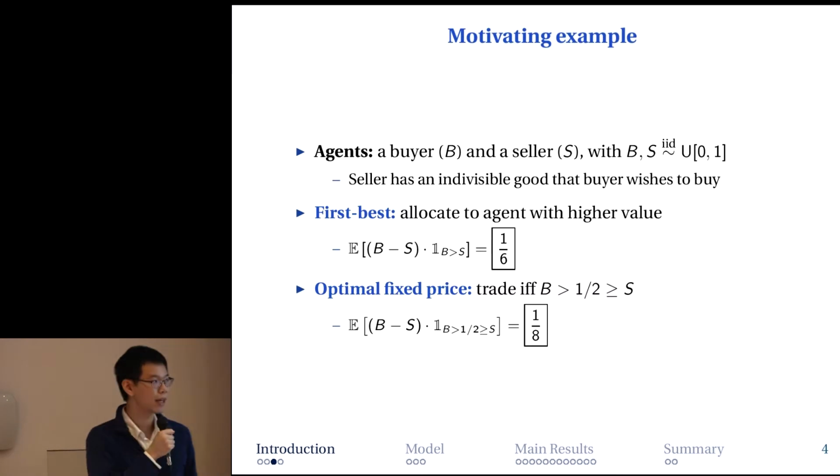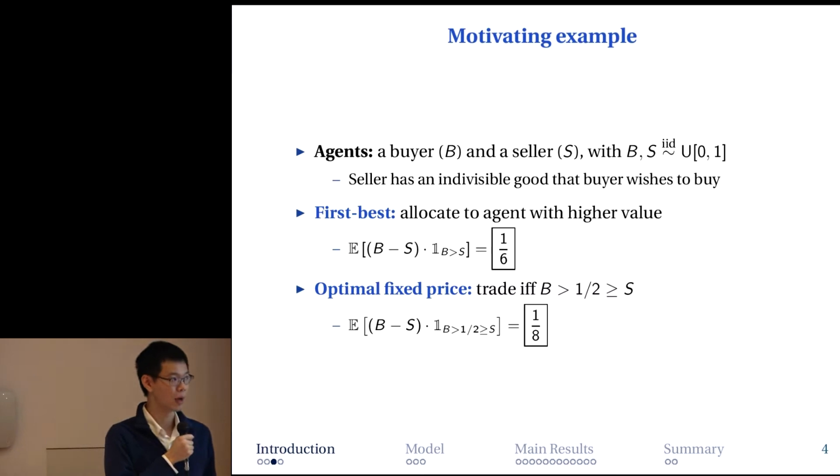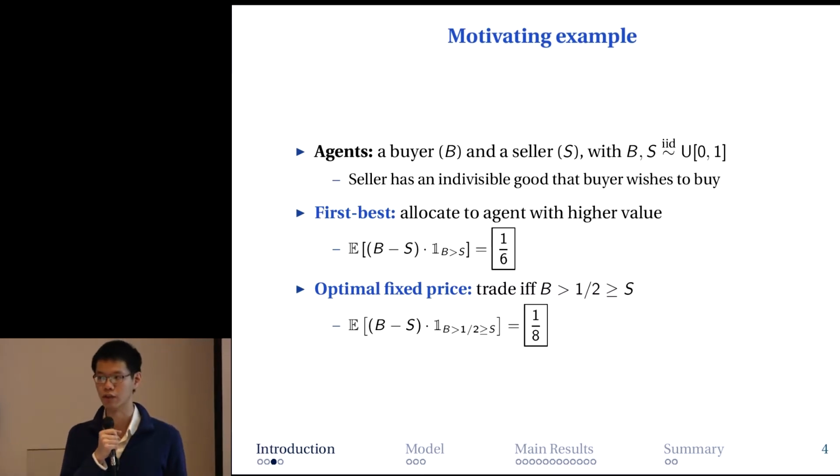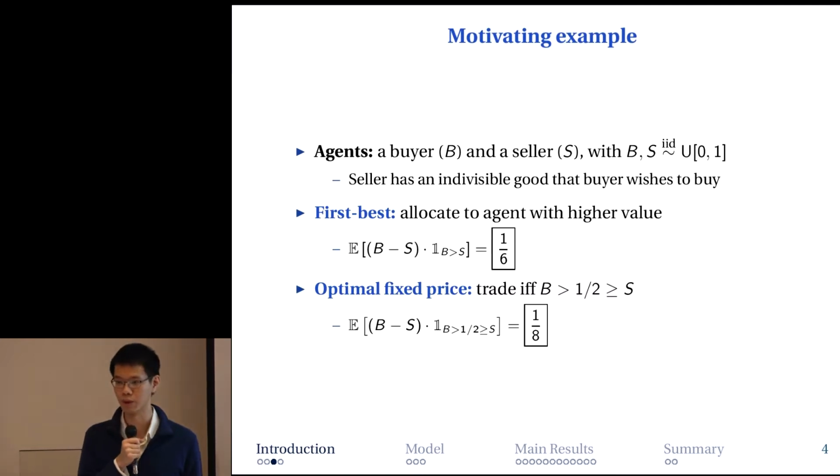So the point of this paper is that in the context of this example, 1/8 is not very different from 1/6, and in fact, it achieves 75% of 1/6. And this paper shows that this holds more generally for distributions other than just the uniform distribution between 0 and 1.